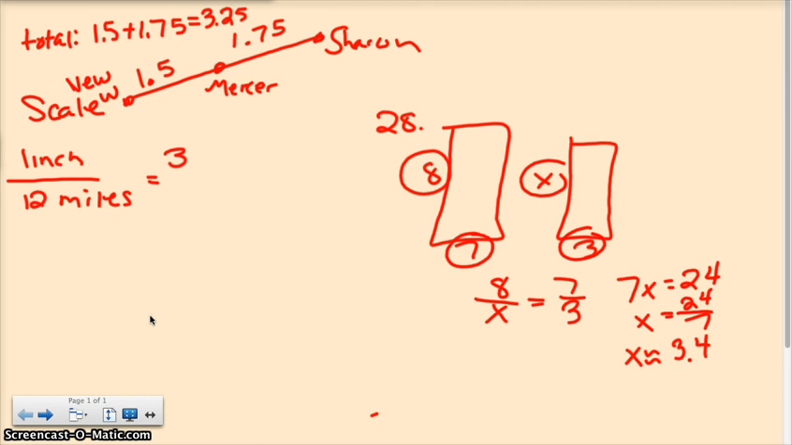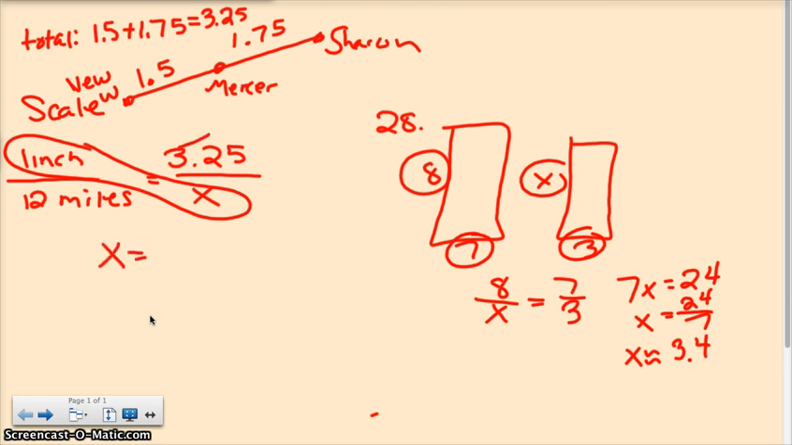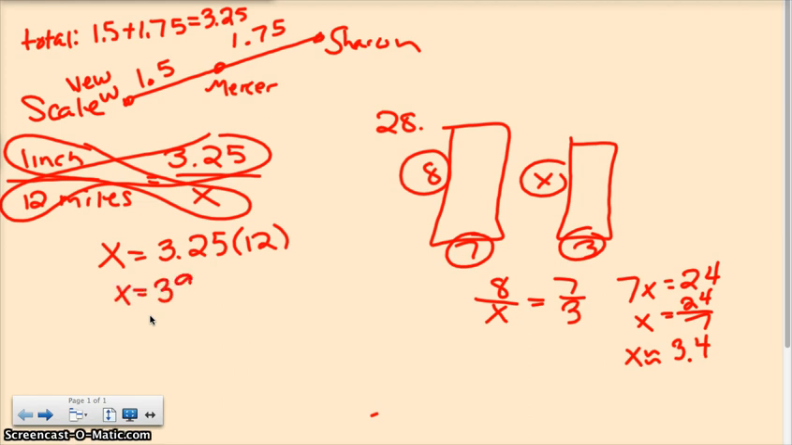Inches go on top, so I'm going to write 3.25 is to how many actual miles. So cross product it, 1 times x is equal to 3.25 times 12. Plugging that into my calculator, I get 39. x is equal to 39. So it is 39 miles. And that's the last question on your pretest.